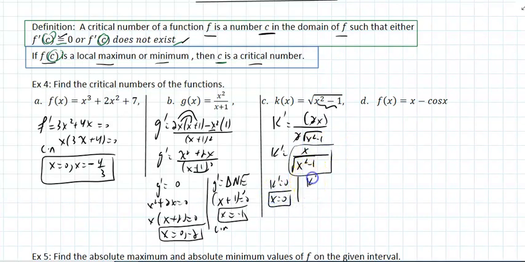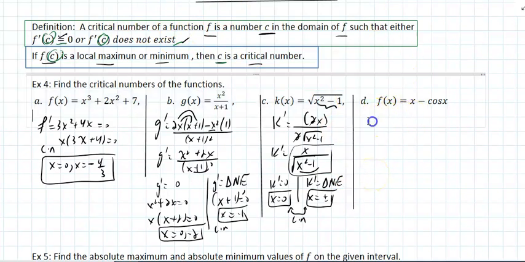And where does k prime not exist? That happens when the denominator equals 0. That's when x equals plus or minus 2. So I have 3 critical numbers as well in this problem. If there is a maximum or a minimum, it must occur at one of these values.